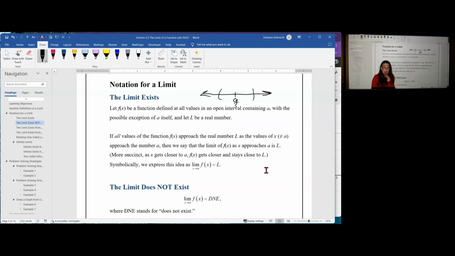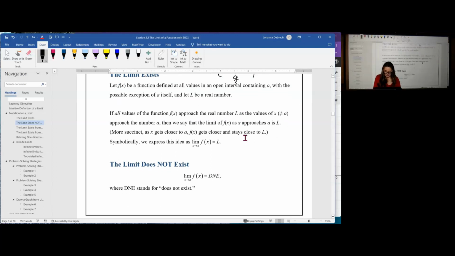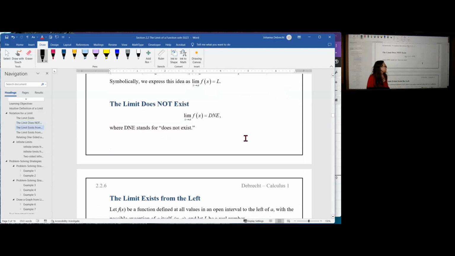If the limit does not exist, on the other hand, then we write limit as x approaches a of f of x equals DNE, for does not exist, with the exception that if it goes to infinity or negative infinity, we'll write that while simultaneously knowing that means the limit does not exist.